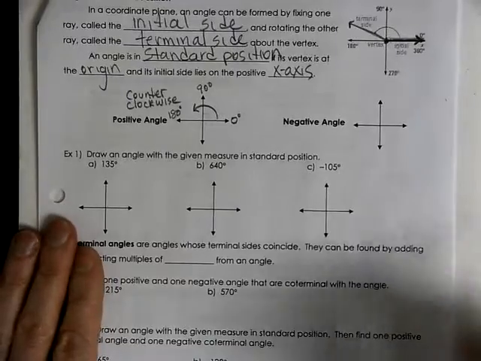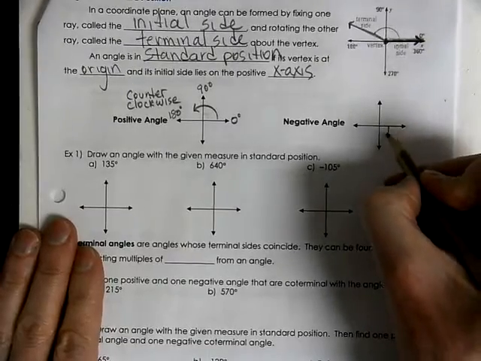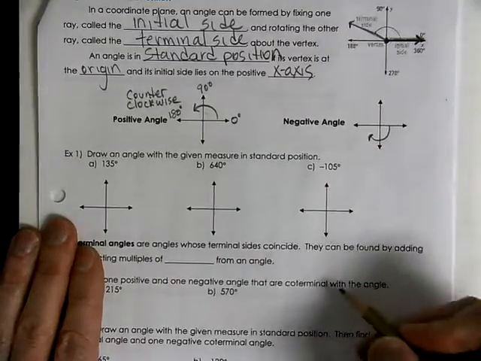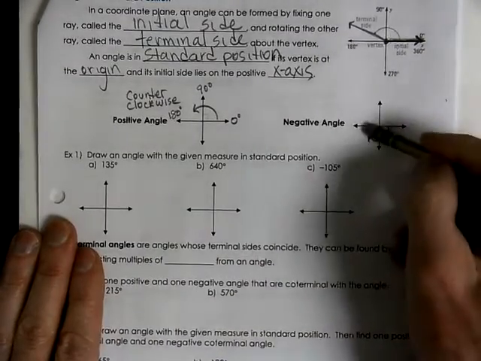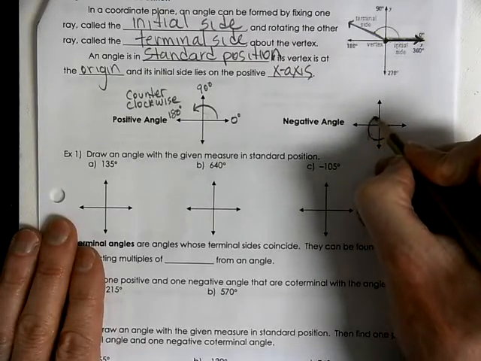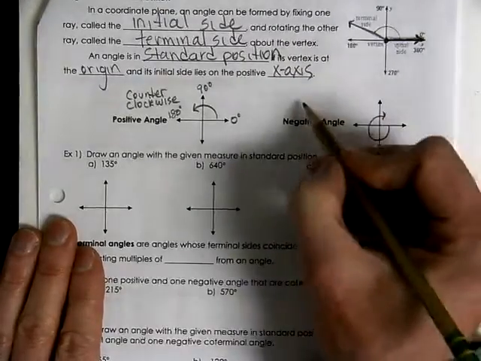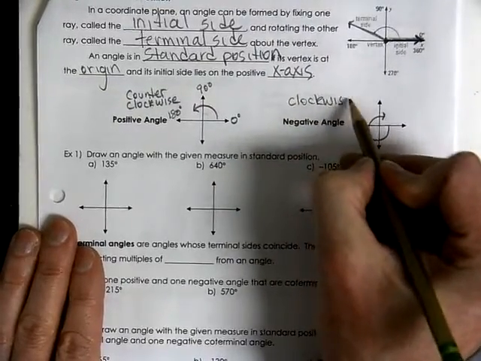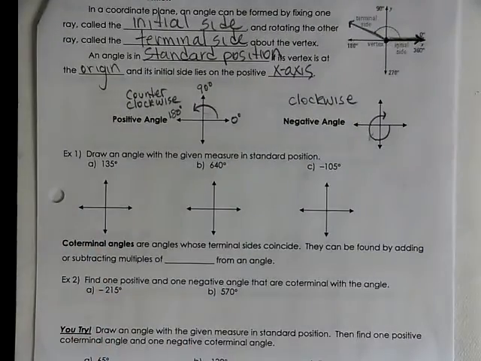So a negative angle is going to go in the opposite direction. You could also go around more than one time. But the point is that we are going clockwise. That is going to be a negative angle.